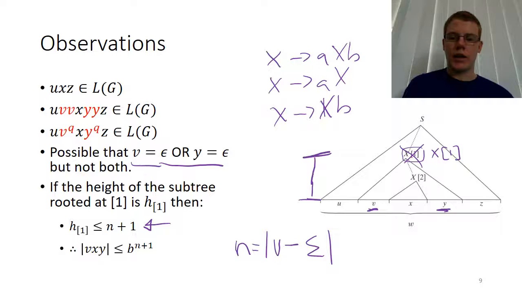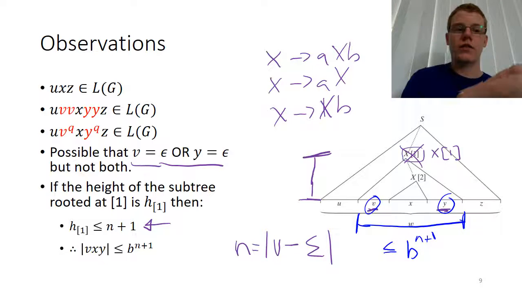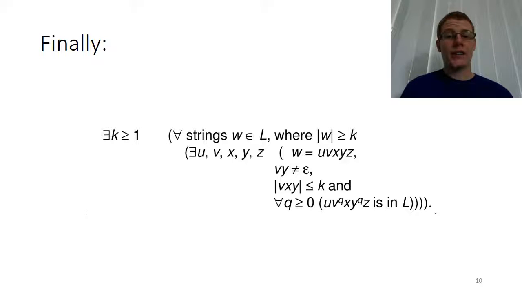What that means is that we have a bound for the size of the middle part of this string, which is that it is no longer than the branching factor for this particular grammar to the power of n plus 1, where n is the number of non-terminals. That's important. We can break the string up into these 5 parts, and we know that at least one of these 2 parts is not empty, and we know that this middle section is bounded in length. It's starting to look very similar to the pumping theorem that we had for regular languages. So what we arrive at is exactly that, a pumping theorem, but for context-free languages.